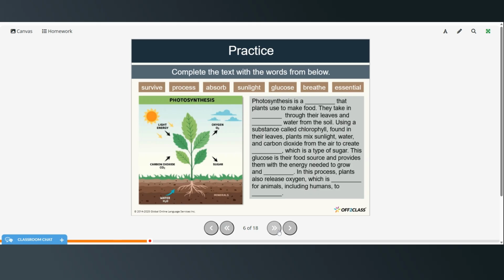All right, so now complete the text with the words from the boxes. You can pause the video, try it on your own, and then restart when you're ready to check your answers.